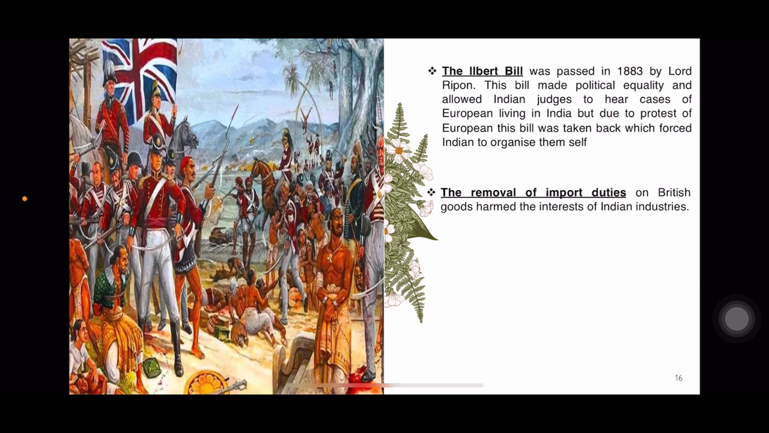The removal of import duties on British goods. The removal of import duties on British goods harmed the interests of Indians and Indian industries. Indian industry got destroyed totally by the removal of import duties on goods from Britain, as Indian handicraft industries couldn't compete with the mill-made goods.